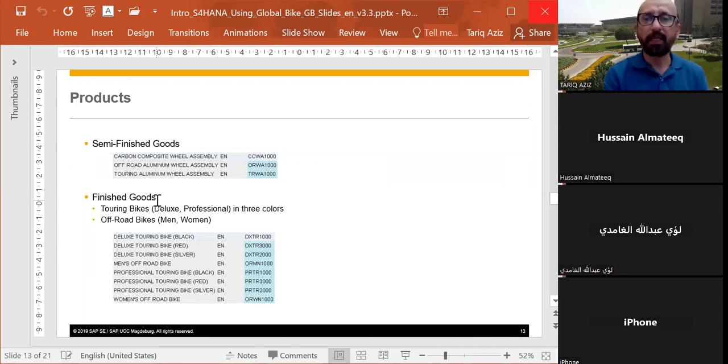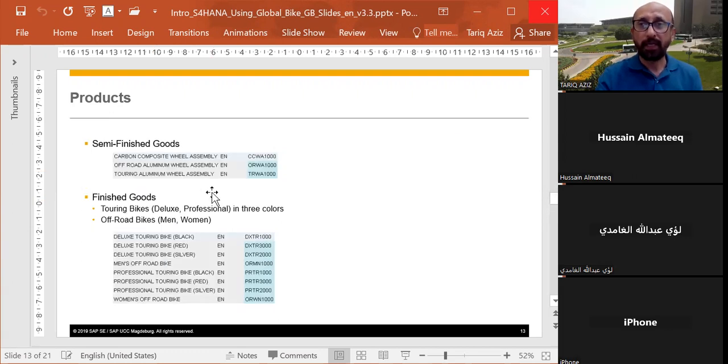So finished goods mean we have a deluxe touring bicycle in black color, a deluxe touring bicycle in red color, and a deluxe touring bicycle in silver color. Then we have off-road bikes for men, and we have off-road bikes for women. Similarly, we have professional touring bikes in different colors, black, red and silver. So we have deluxe touring bikes and we have professional touring bikes. We have men's off-road bikes and off-road bikes for women. So these are the 4 different categories of product that we are going to deal with.